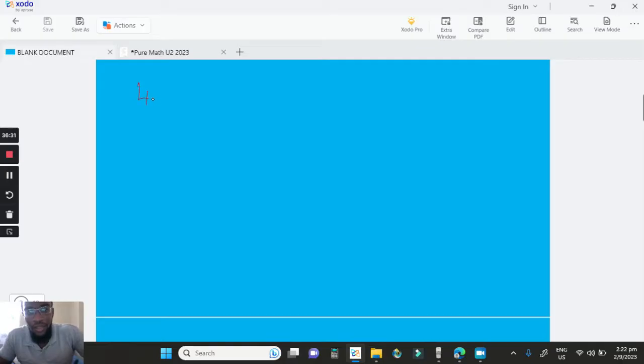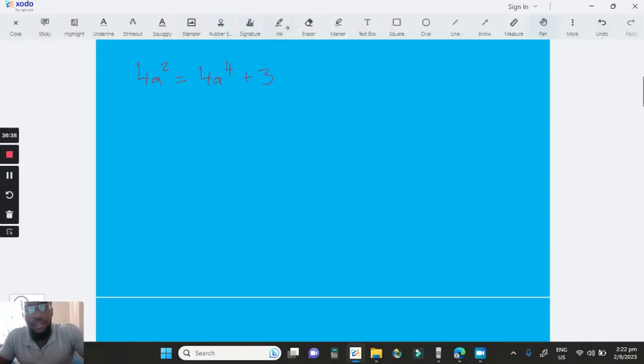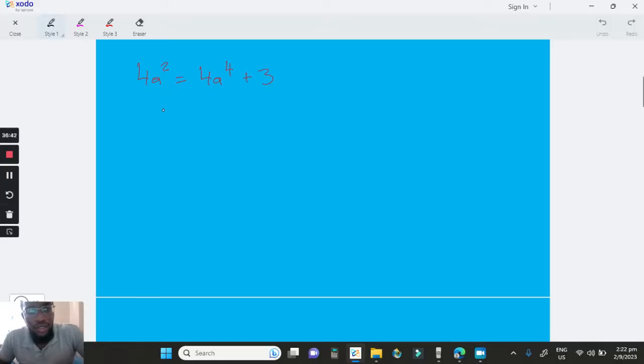Go to my blank document. We have 4a squared equal to 4a to the 4 plus 3. In this case now, let's call a square y. So let y equal a square. You'd be having 4y equal 4y square plus 3. Bring this over. This is now 4y square minus 4y plus 3 is equal to 0.